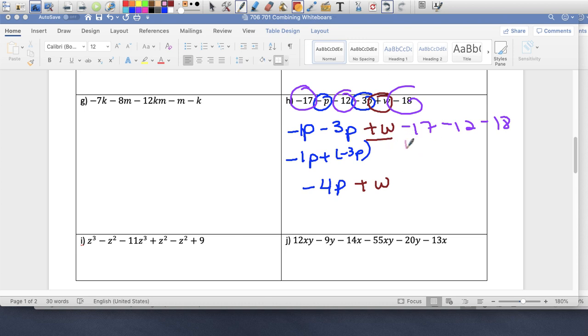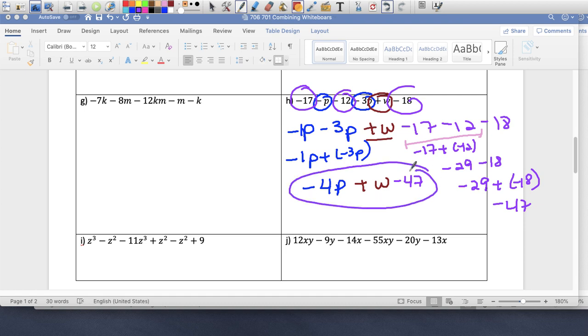So the purple here, let me do these two together first. It's going to be negative 17 plus negative 12, and that equals negative 29. And I'm going to do minus 18, and again I'm going to change it to an addition, so negative 29 plus negative 18. So they're friends again, and negative 47. So last part, negative 47. And this is going to be my answer.